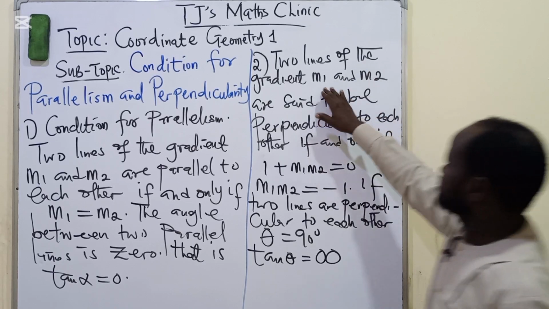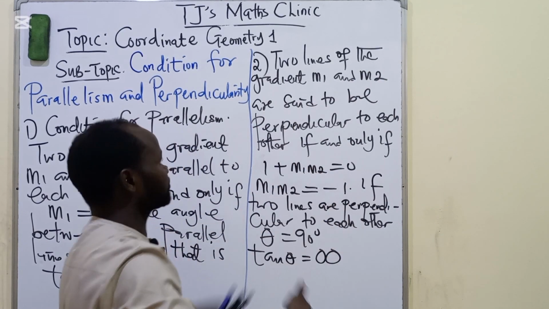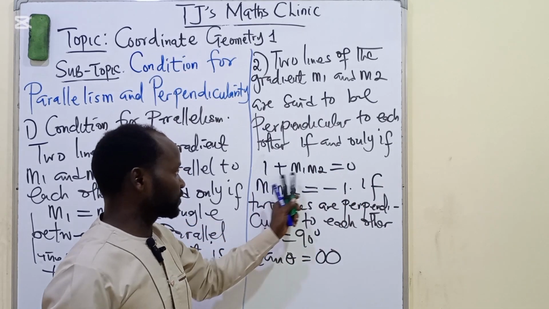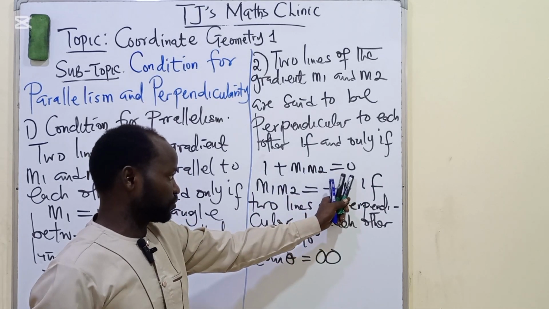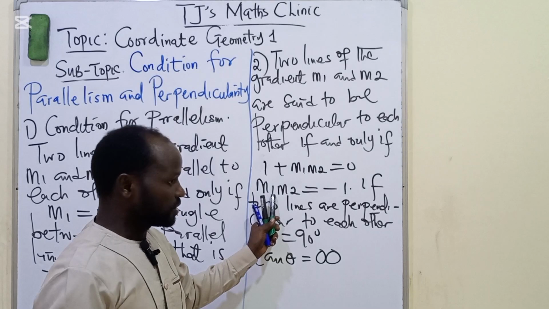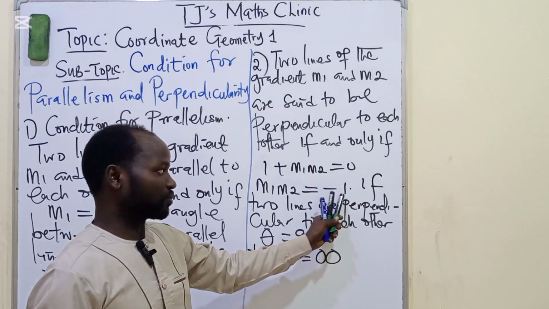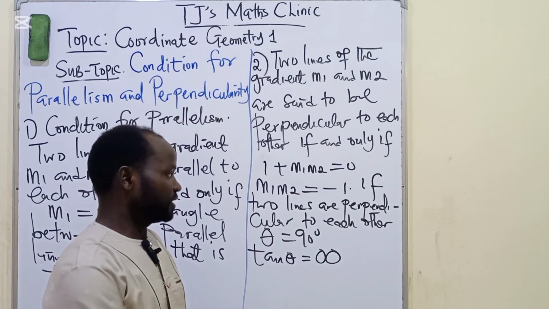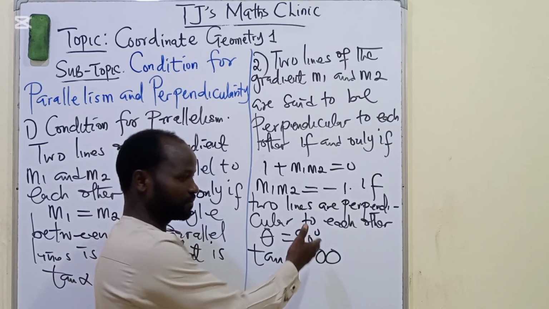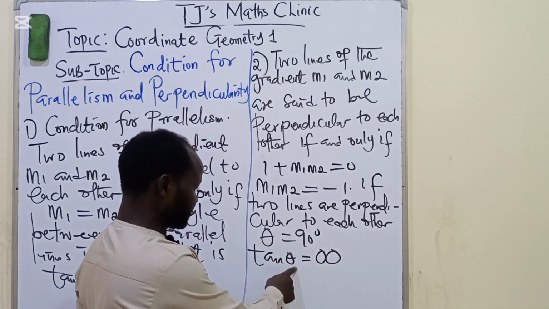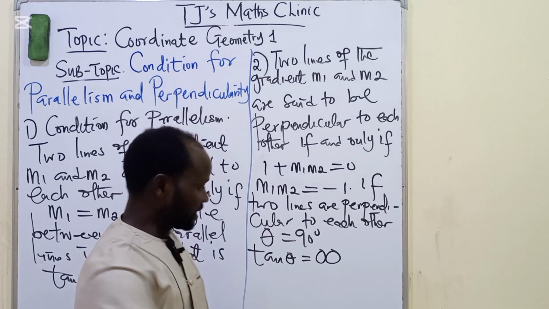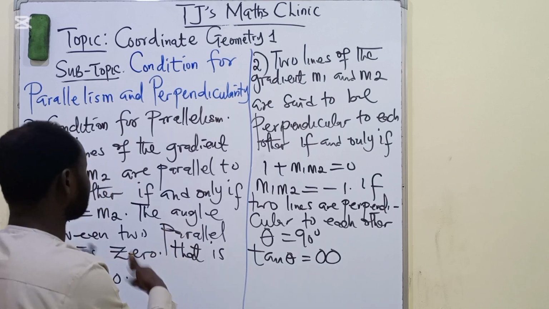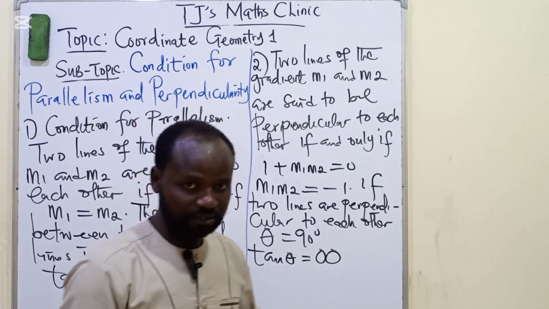Let's move to condition for perpendicularity. Two lines of the gradient m1 and m2 are said to be perpendicular to each other if and only if 1 plus m1 times m2 is equal to 0. That is, m1 multiplied by m2 must be equal to minus 1. If two lines are perpendicular to each other, then the angle between them is 90 degrees. That is to say, tan theta is equal to positive infinity. So this is the concept of condition for parallelism and perpendicularity.